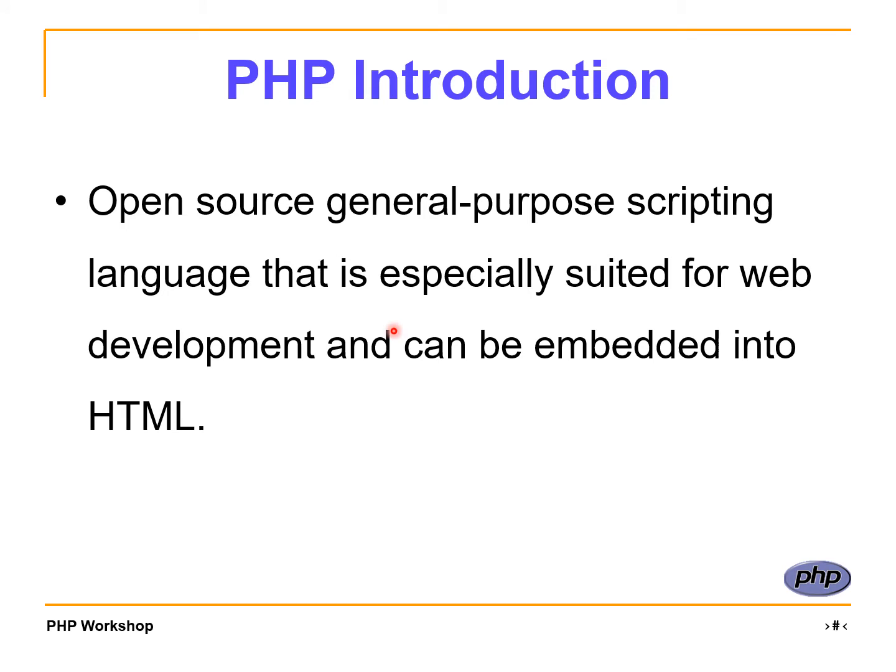Now, what type of language is PHP? It's an open source general purpose scripting language that is especially suited for web development and can be embedded into HTML. The main thing we have to consider in case of PHP scripting is that it is open source, and it's a general purpose scripting language commonly used for web applications. At the same time, all the PHP code can be embedded in HTML. In an HTML document, we can embed all the PHP scripts.